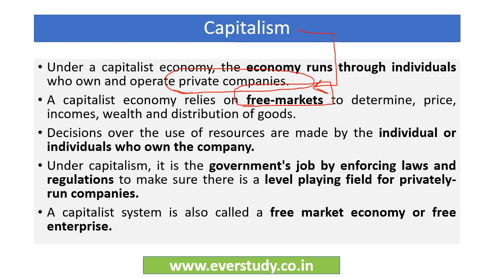And the decisions over the use of resources are made by the company. Under capitalism, the government's job is rather limited. The government's job is just to enforce laws and regulations and to make sure there is a level playing field for everyone. It has to make sure that each and every private company can come into this space and make profits. It can produce goods, it can sell them. So the government's job is on the narrow end, and it is not controlling each and everything. It is just controlling the platform on which everything is operating. Now this sort of system is also referred to as a free market economy, because here the free markets themselves determine the price, or the free enterprise.